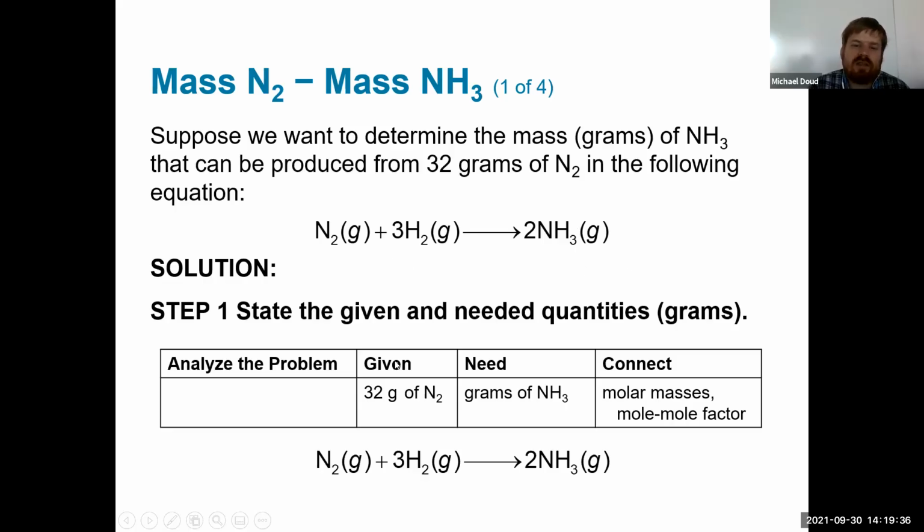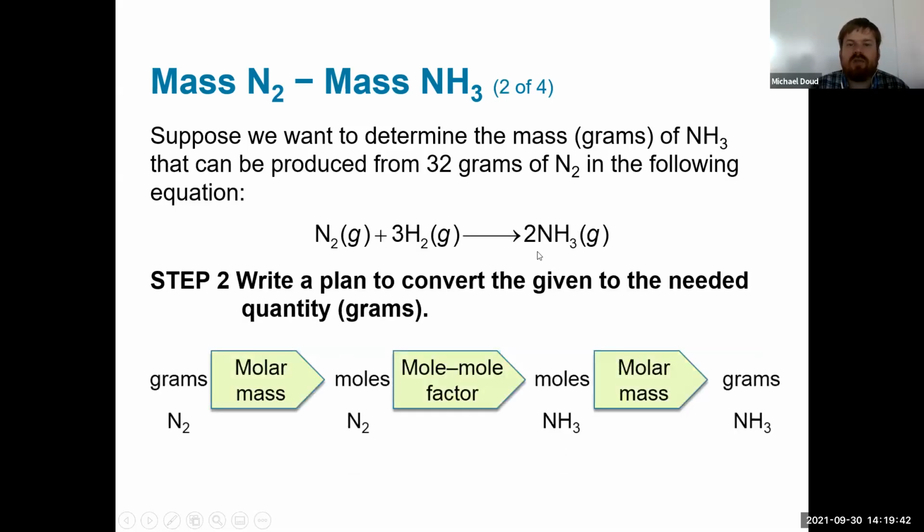Okay, now we're given the fact that we have 32 grams of nitrogen, and we need grams of ammonia. So how can we do that? Well, this is the mass-mass conversion we were talking about before. Starting from grams of nitrogen, we can use the molar mass of nitrogen to determine the number of moles. Once we have the number of moles of nitrogen, then we're ready to use the mole factor to get the moles of ammonia that would be produced from that amount of nitrogen. Finally, we use the molar mass of ammonia to convert to grams of ammonia, and that will be our answer.